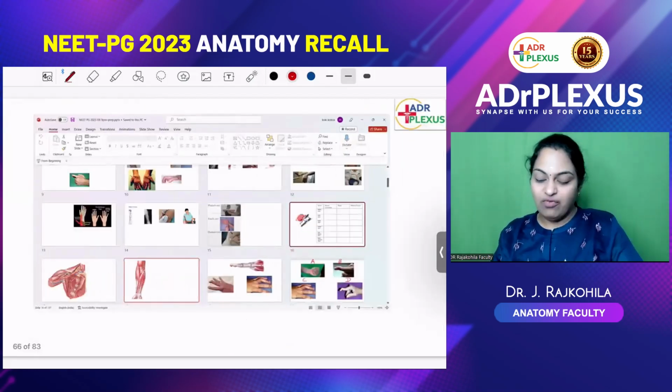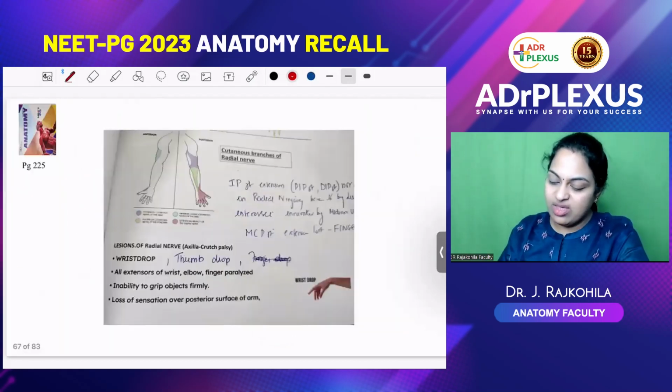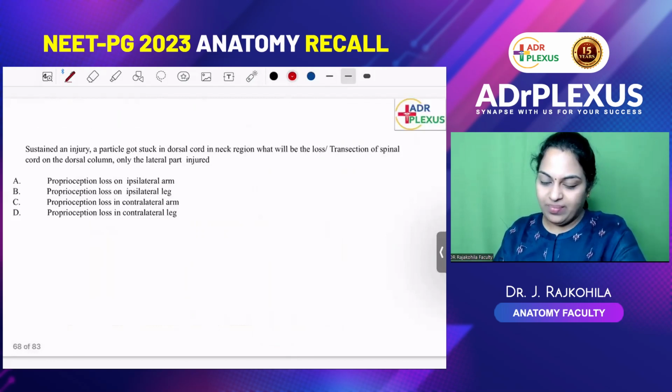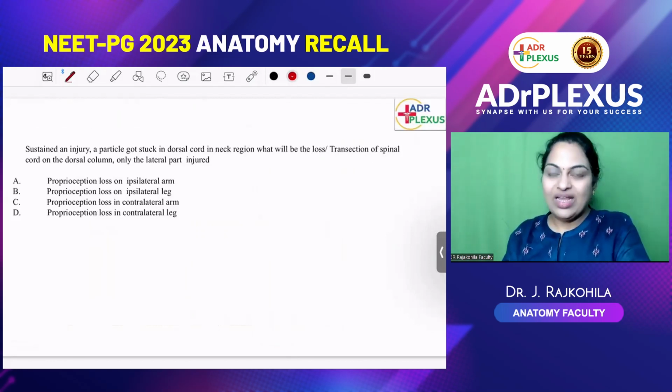Done. Of course, it was covered in our rapid revision. You must have written it in your workbook also, right? Okay. Easy. The neuroanatomy question was literally easy this time.